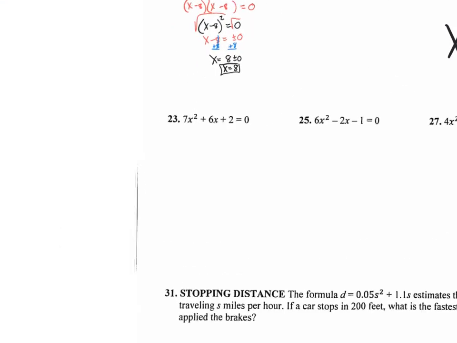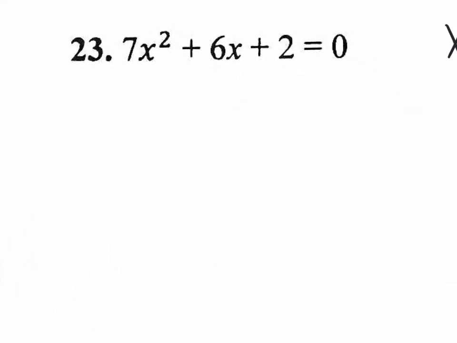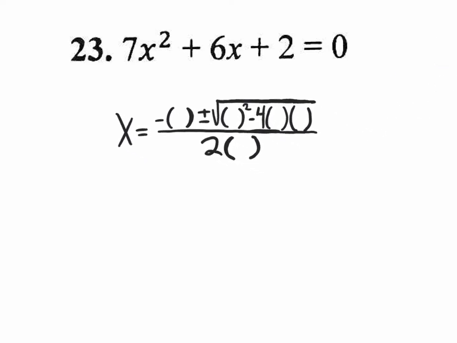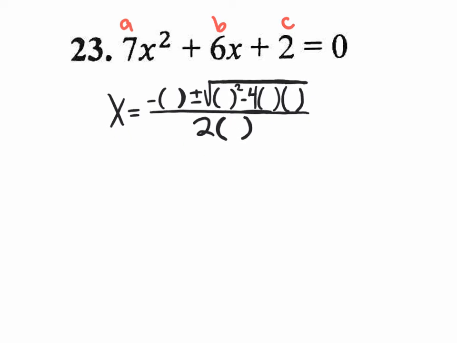23? Sure. 23. So, we'll call this the last one, right? We already know we're going to use the quadratic formula. We know that the a value is 7, the b value is 6, the c value is 2. We know that we need to start with parentheses instead of the a, b's, and c's. So let's plug in our b value, which is 6, our a value, which is 7, our c value, which is 2.